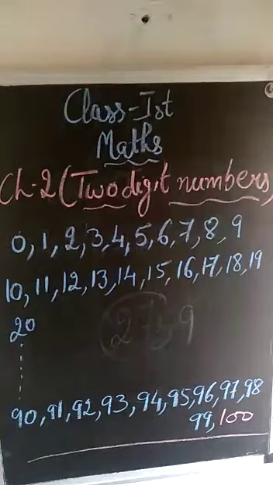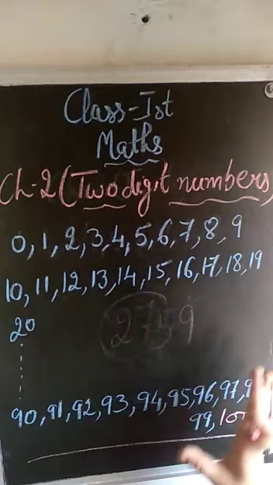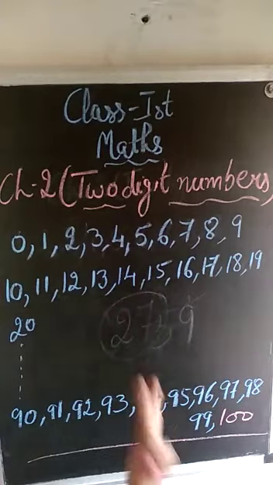Good morning, students. Today our topic is two-digit numbers. You are in the habit of saying the numbers from 0 to 9 or 100 or more than 100. But do you know what is the main purpose, the main scientific reason, of these numbers?